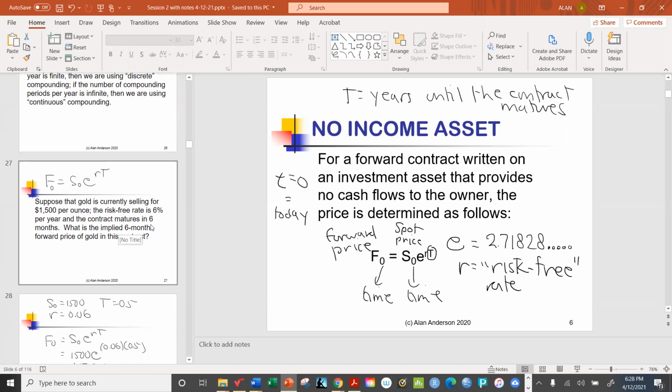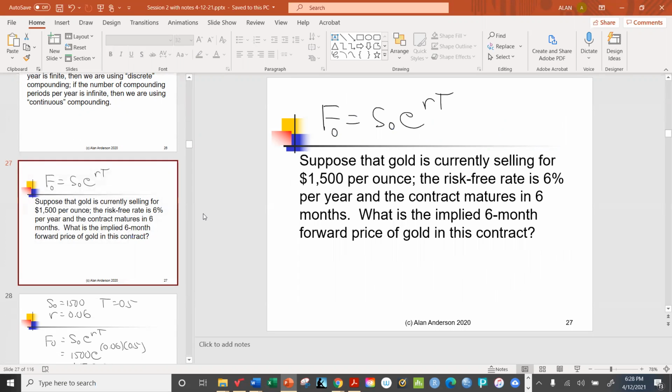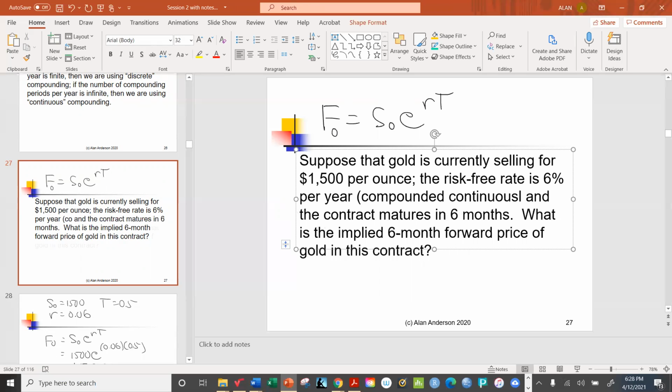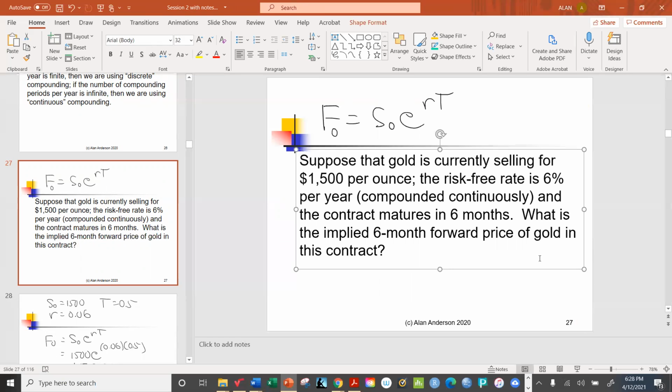All right, so let's jump ahead a little bit and look at this next example. Suppose that gold is currently selling for $1,500 an ounce, and the risk-free rate is 6% per year. I better put this in parentheses: 6% compounded continuously, and the contract matures in 6 months. What is the implied 6-month forward price of gold in this contract? Again, we're still sticking with a case where the gold itself provides no income to the owners. So that's why we're using this formula.